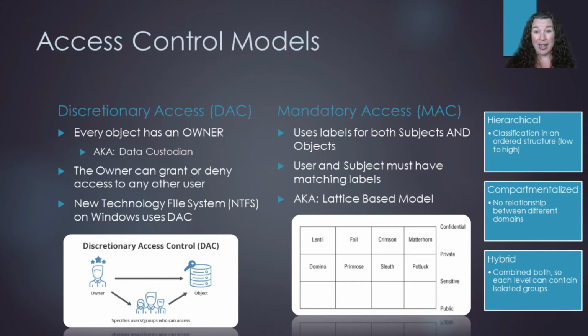Sometimes we use a hybrid, which is kind of a combination of both, so that each individual level can have isolated groups within it. Compartmentalization at the hierarchical level. So in a hierarchical level, I can access things that are in a lower level than mine, but inside the level that I'm at, if I'm at the private level, I can't see the individual items within it. So mandatory access simply uses labels to describe both the subject and the object, and those have to be matching.